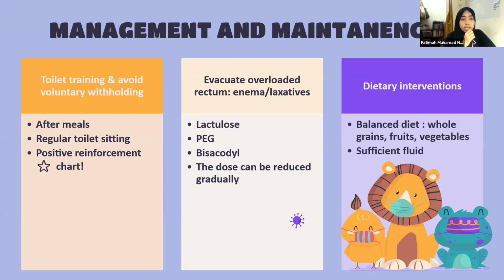And then when the child presents with impaction, then we need to evacuate the rectum by giving enema and laxatives such as lactulose, polyethylene glycol, bisacodyl. And eventually, when the constipation is resolved, then we can taper down the dose. And also dietary intervention is important by emphasizing a balanced diet, which is rich in fiber and sufficient fluid.